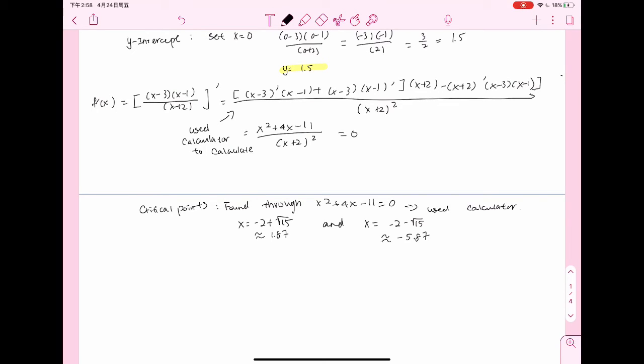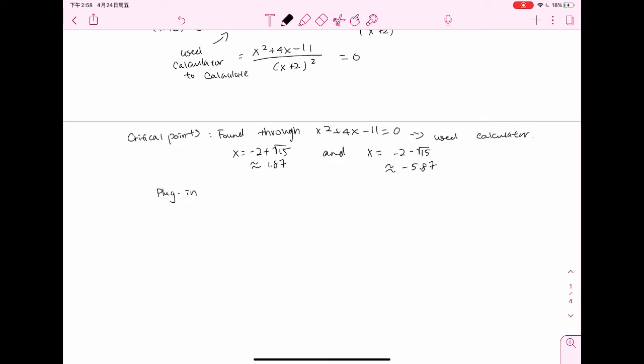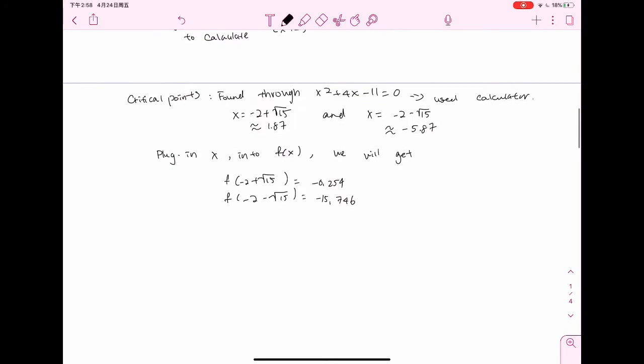To find the corresponding values of our critical points, we just need to plug the two numbers into f of x, and we will get the corresponding y point. And now we can see that we have all of our numbers sorted out and we can start graphing.